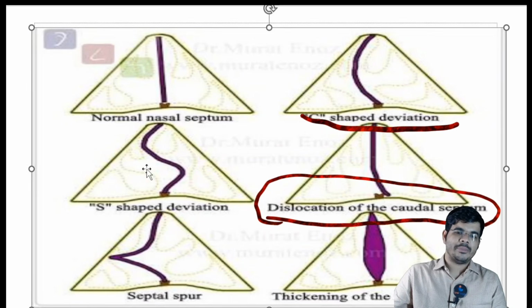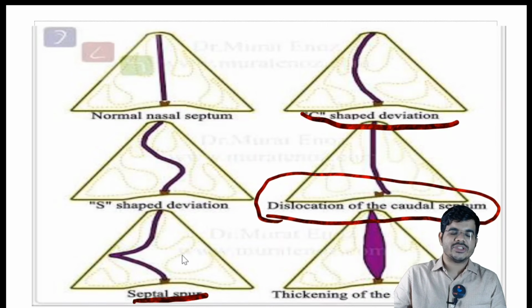Then you have the S-shaped DNS, and it could be a septal spur. Okay, it could be a septal spur at the bony cartilaginous junction. There can be a shelf of bone, that is what is known as the septal spur, or it could be thickening of nasal septum following septal hematoma. There can be organization of septal hematoma, and that can result in a thickening of nasal septum. Okay, S-shaped DNS also can occur.